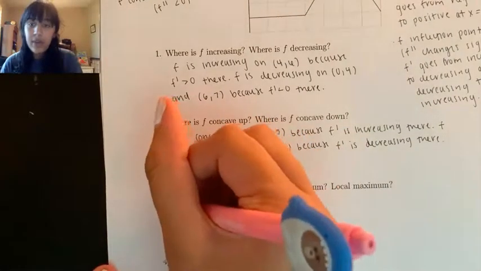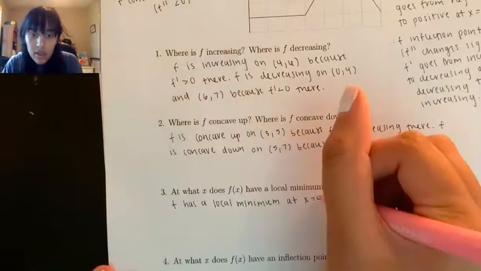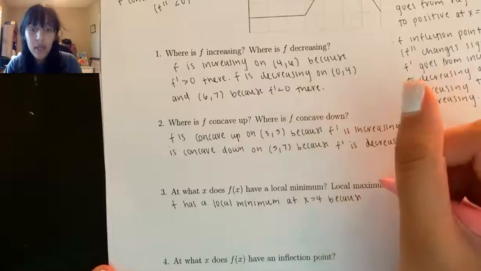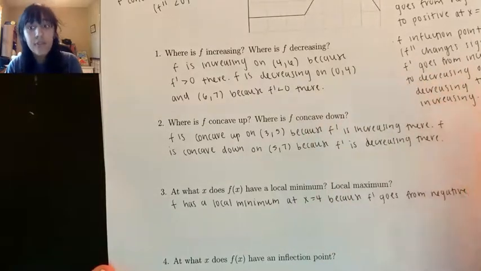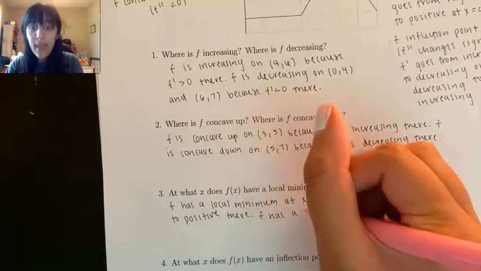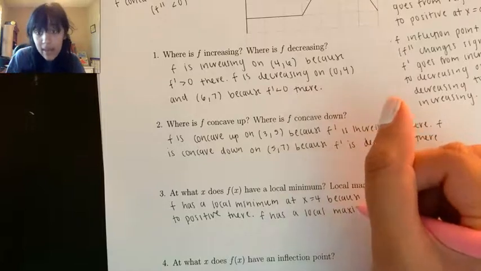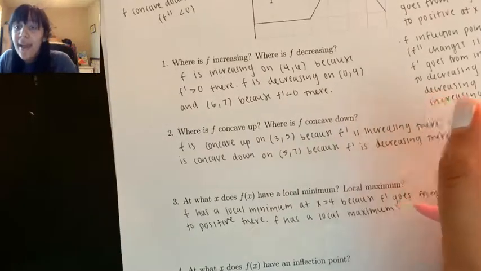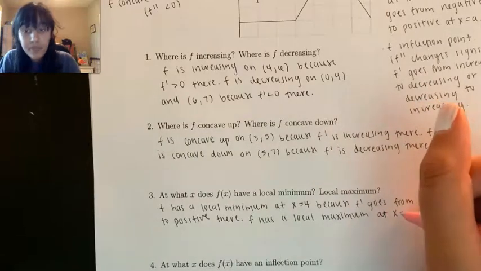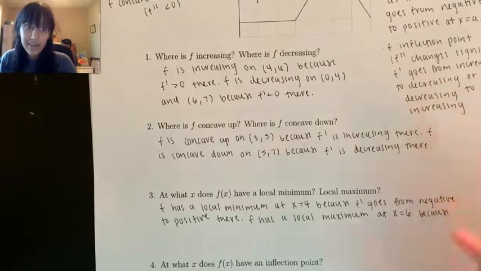So we're just going to write out the justification and the answer. f has a local minimum at x equals 4 because f prime goes from negative to positive there. And then f has a local maximum at x equals 6 because that's when it's going from positive to negative.